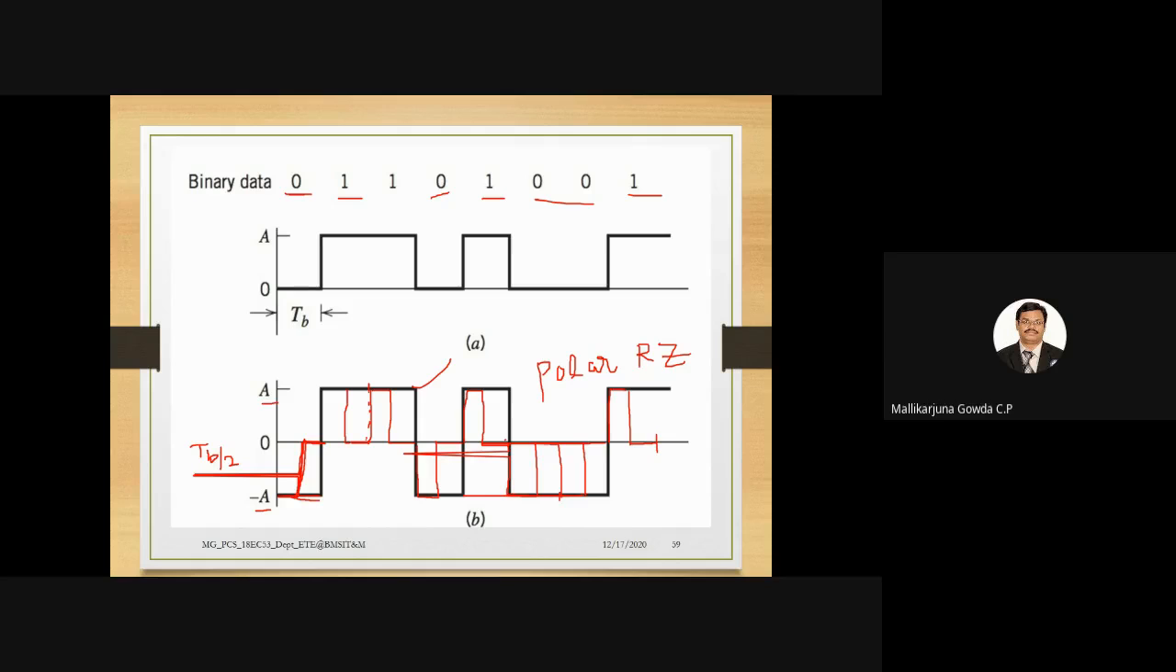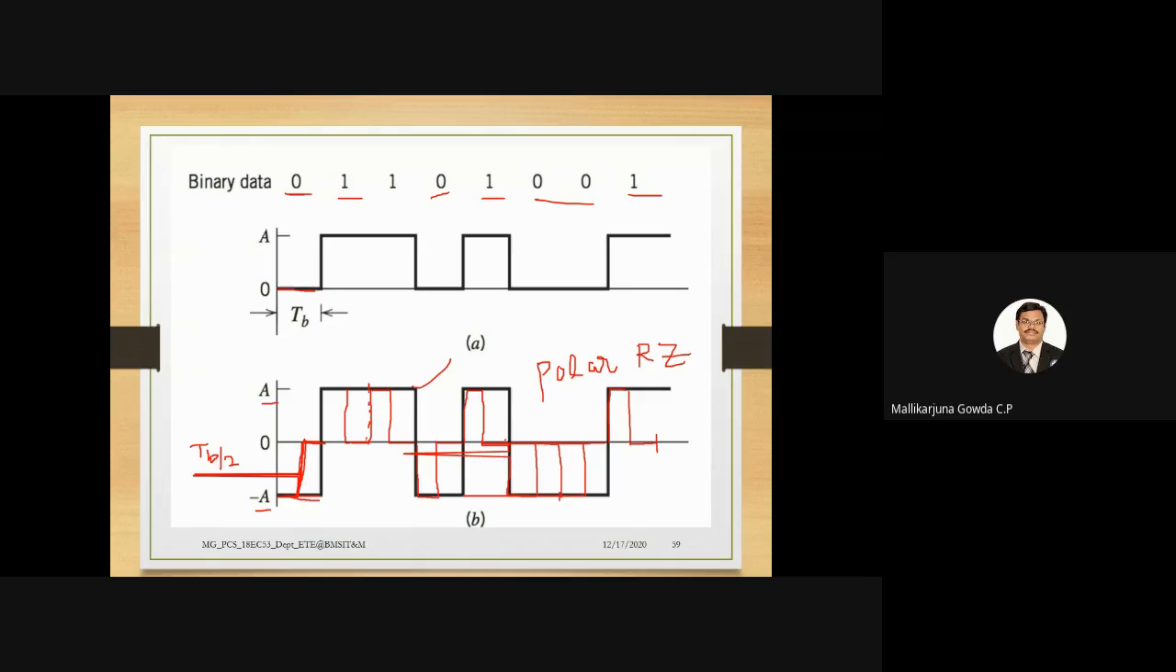I repeat once again, in case of unipolar signaling, 0 will be represented by no pulse, and 1 will be represented by a positive pulse. That you have to be very clear about. NRZ means it will not return back to 0. Return to 0 means it will be returning back to 0 before the end of the bit. Here what I have taken is it will be high for only half the bit duration, and for another half the bit duration it comes back to 0.